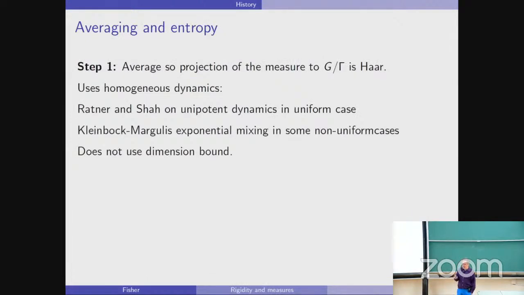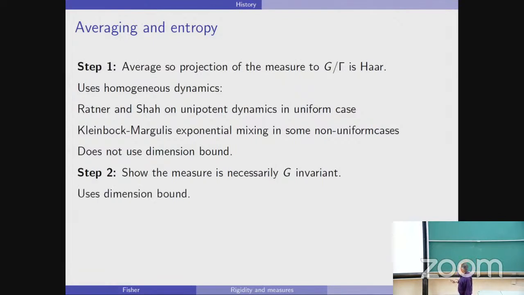So this measure exists in much broader contexts. Brown, Rodriguez Hertz, and Wang have in fact used this measure for other things in other contexts. And then there's step 2, which is to show that the measure, once it projects to Haar measure on G mod gamma, is necessarily invariant under all of G, sort of miraculously. And this uses dimension bounds very strongly.